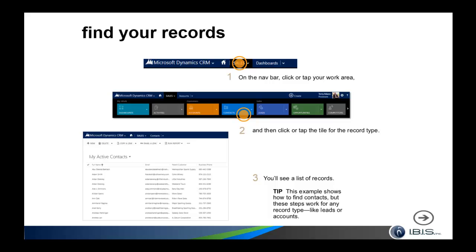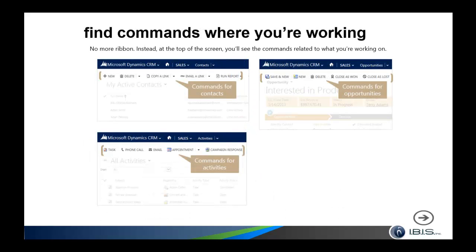So in the example that we're seeing on the screen here, that's showing the list of my active contacts. And this is going to apply to any other list view that you want to look at as well. So like I said, my active leads or my opportunities would also be accessed this way. Now, once you drill down into a particular record, your commands are going to change. So you see here in the examples, the ribbon is gone, and in its place, you're able to see the exact commands that are available.